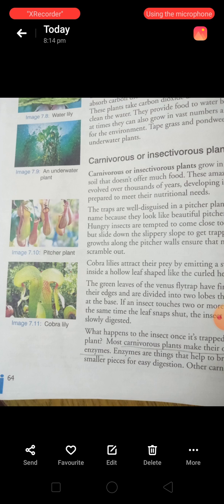Next, there are some other carnivorous plants where bacteria produce this type of enzyme. These bacteria rot the captured insect, and the plant absorbs the food from it.